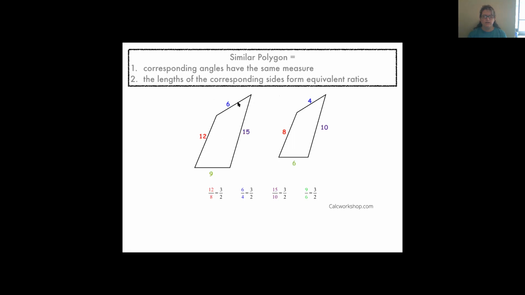This line is 6 compared to 4. There it is. And we can reduce that because 6 and 4 both have 2 in common. So they are equivalent. It is an equivalent ratio. We could say 6 divided by 2 is 3, 4 divided by 2 is 2. All of these sides are equivalent ratios. So these two polygons are called similar polygons. All right?